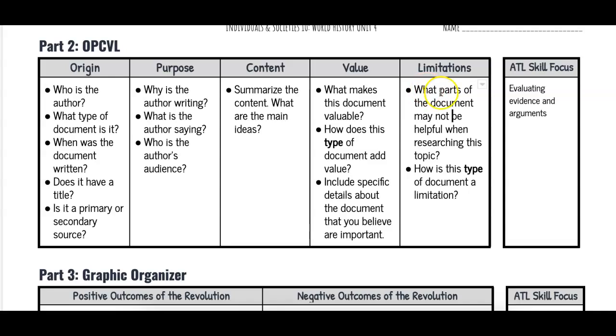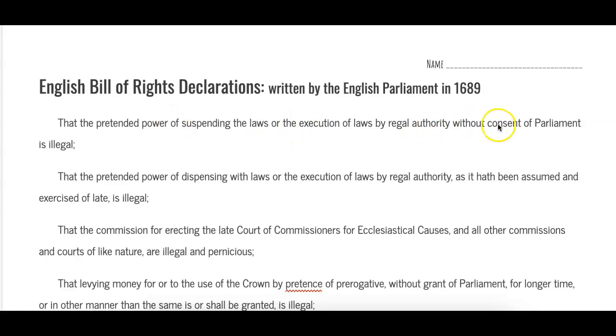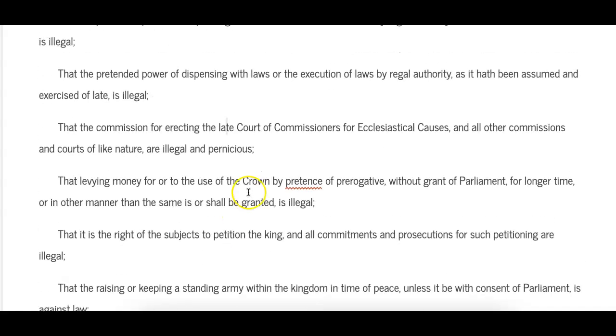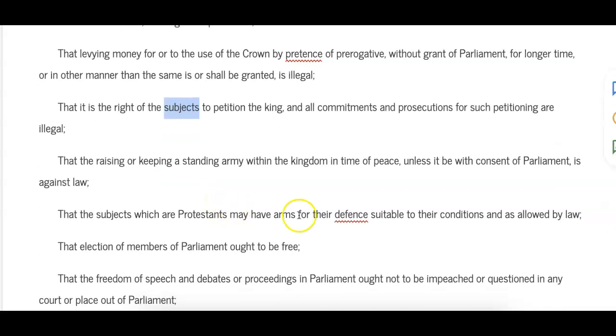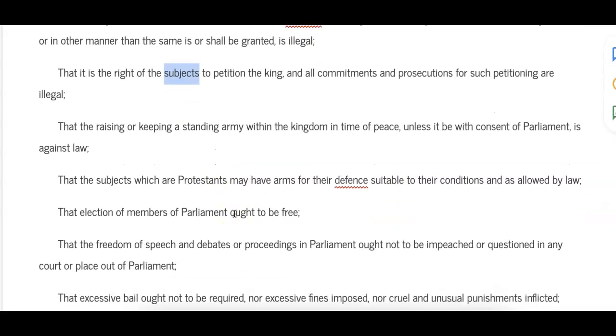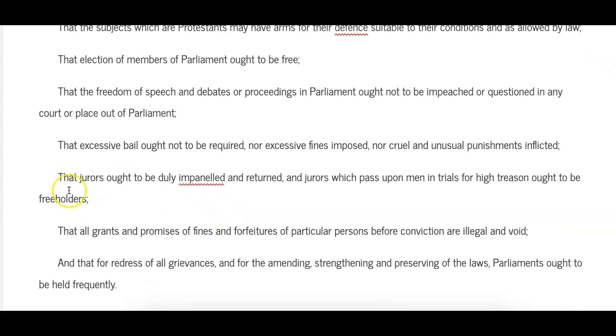All right, let's look at the last section, which is the limitations. Our first question says, what parts of the document may not be helpful when researching this topic? So when I'm looking at the document, I see a lot of mention of Parliament, the governing body. I see a lot of mention of the crown or the monarchy. I see one reference sort of to subjects who are regular people, but mostly it's people with control and power. We also had this phrase down here, freeholders, which were landholders.